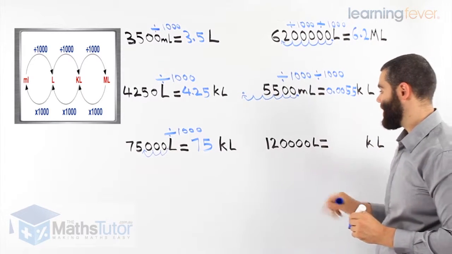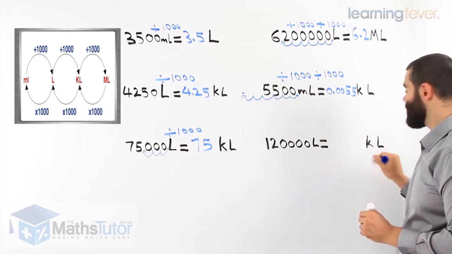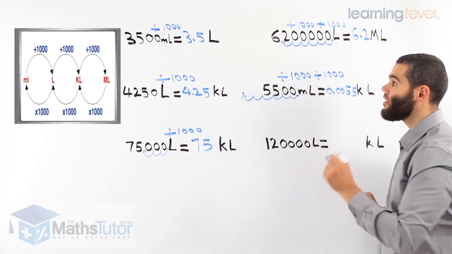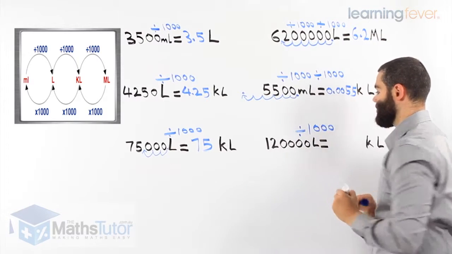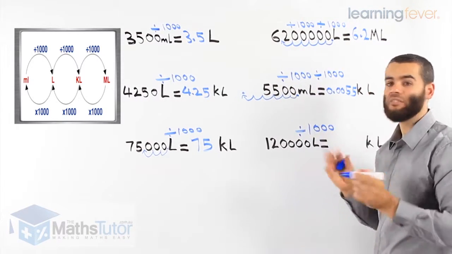Last one, we have 120,000 liters. We want to convert it to kiloliters. So we're going from liters to kiloliters. Very simple. We divide by 1,000. Always refer, as soon as you start doing it, refer to the diagram just to get the hang of it.